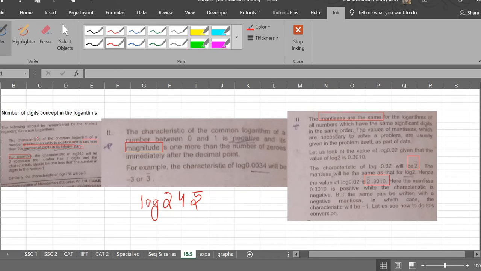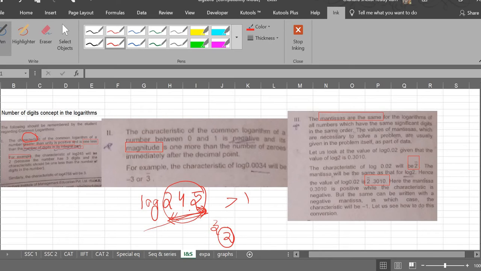What is the characteristic? See, the characteristic of the common logarithm of a number greater than unity is 1 less than the number of digits in the integral part. So it is greater than unity, so that means greater than 1. It has 3 digits in the integral part, which means 2 is the characteristic of this.